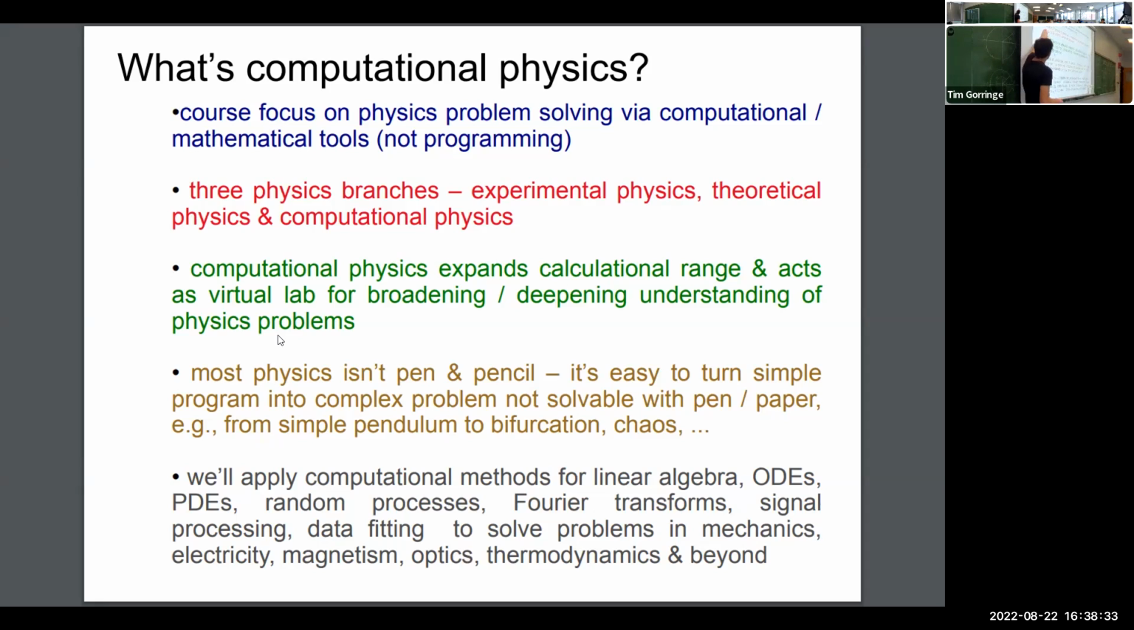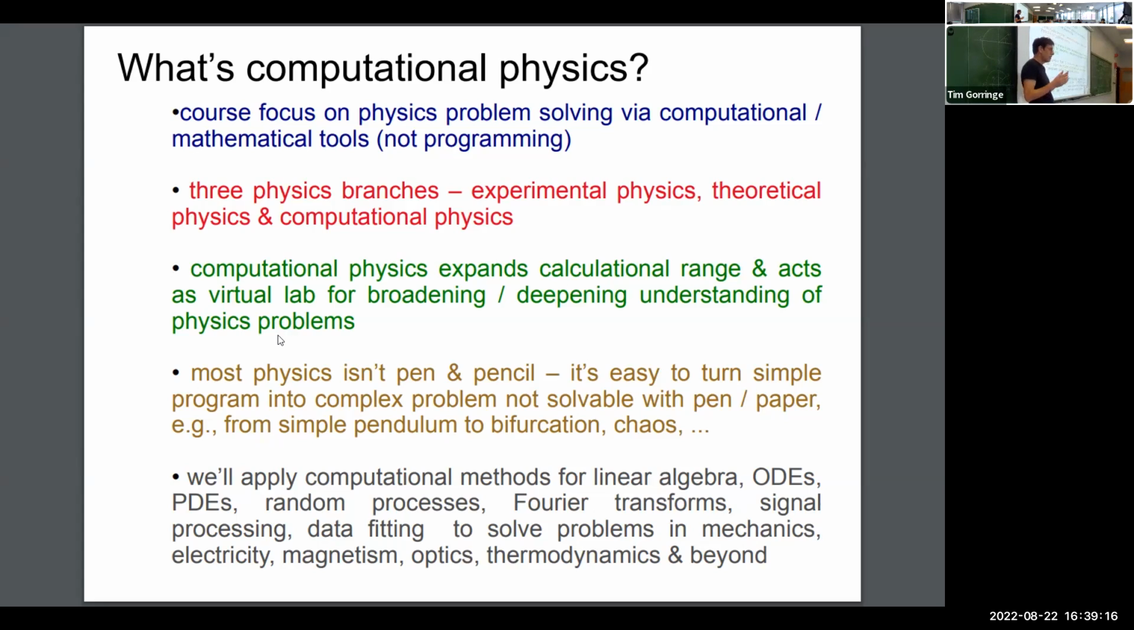Often we think of physics coming in 3 branches: theoretical physics, experimental physics, and computational physics. Computational physics really expands your ability to look at problems. It expands your ability to go beyond pencil and paper problem solving. That's the real advantage of computational physics.